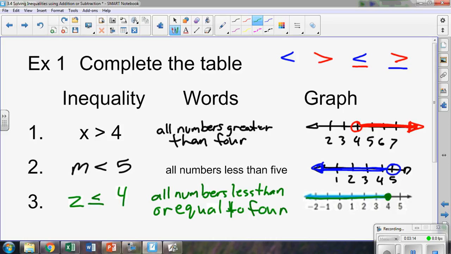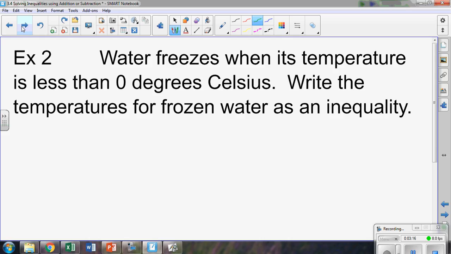This type of skill of writing an inequality, of course, bears a role in areas like science. Really simple question. Water, we know, freezes when its temperature is less than 0 degrees Celsius. So write the temperatures for frozen water, that is ice, as an inequality. Well, right here, when it's less than 0. So the temperature has to be less than 0 degrees Celsius. We're done.